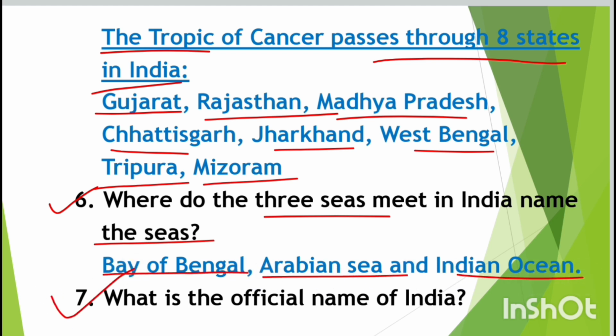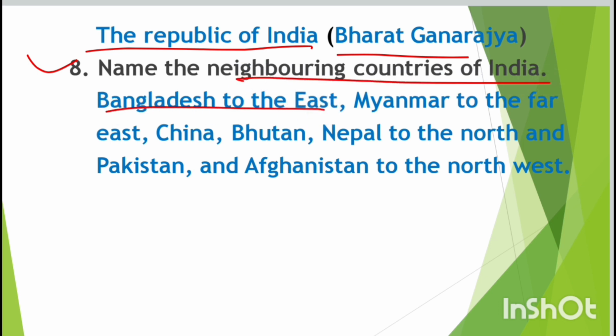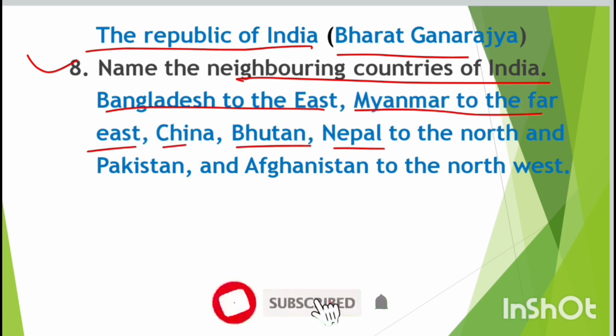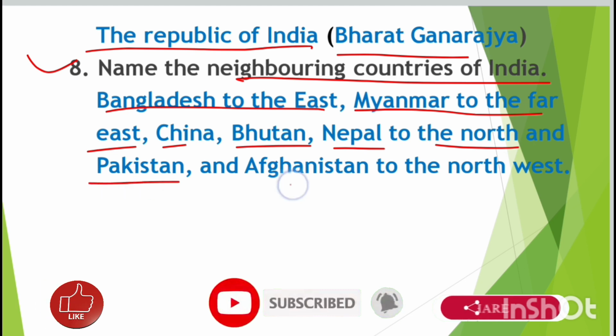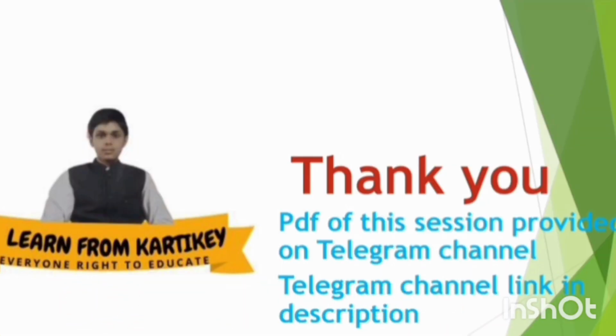Next question, what is the official name of India? Answer, the Republic of India, Bharat Ganraj. Next question, question number 8. Name the neighboring countries of India. Answer, Bangladesh to the east, Myanmar to the far east, China, Bhutan, Nepal to the north and Pakistan and Afghanistan to the northwest. So finally this chapter was completed.